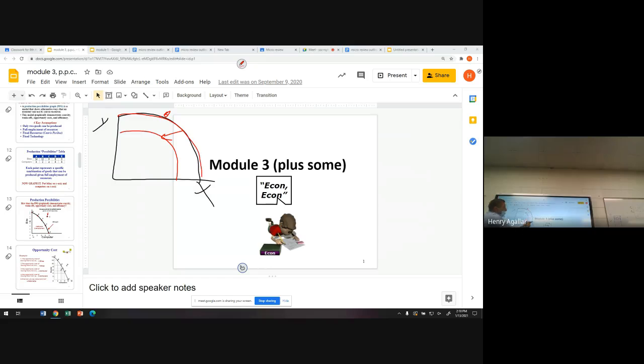Because this means full employment. If you're not at full employment, you're not on the line. If you shift the line, that's the maximum you could do with those current resources. Okay? So what would shift the line in?